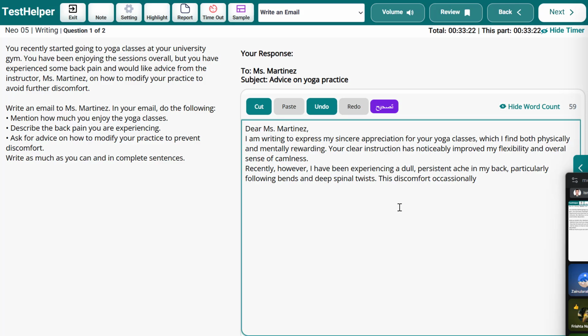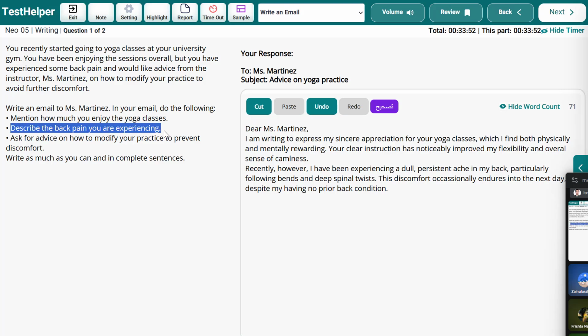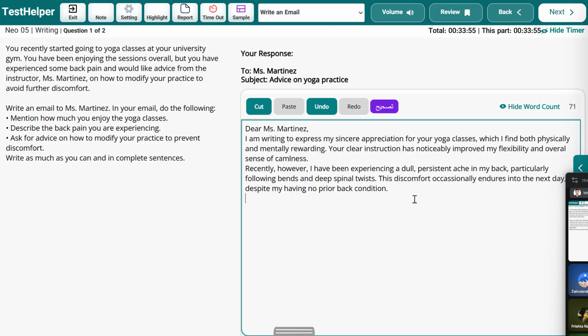So it occasionally lasts, or we can have endures. Okay? Endures into the next day because it's specific. And we can have another, for example, despite having no prior back condition. Back condition means I didn't have this kind of problem before. So here we have answered the second bullet point. It is the answer to the second bullet point.